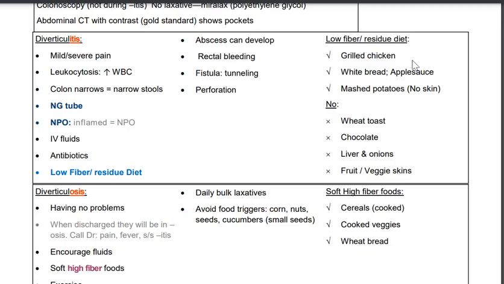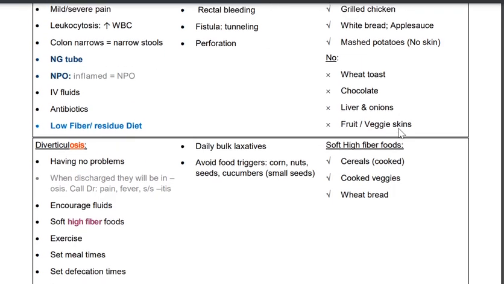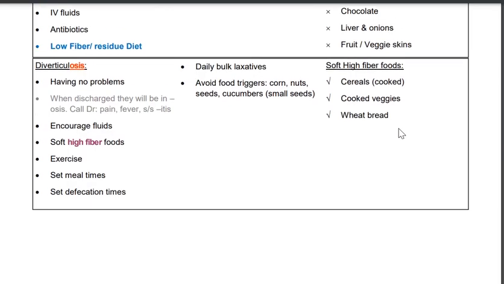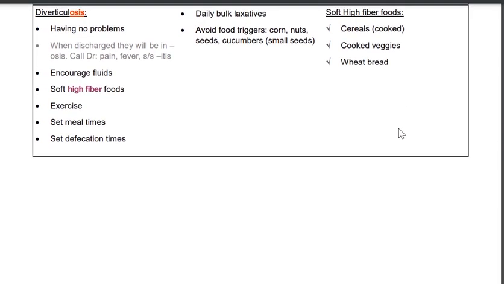So here's the thing: what's your diet? You want to go to your book and see what kind of diet this person needs. Low fiber diet is grilled chicken, maybe some white bread, applesauce, maybe some mashed potatoes with no skin. We wouldn't give them a high fiber diet, which would be wheat toast, chocolate, liver, onions, fruit, and veggies. So no wheat when there's an inflammation, right? No fiber.